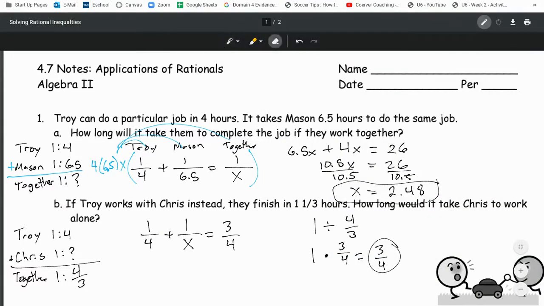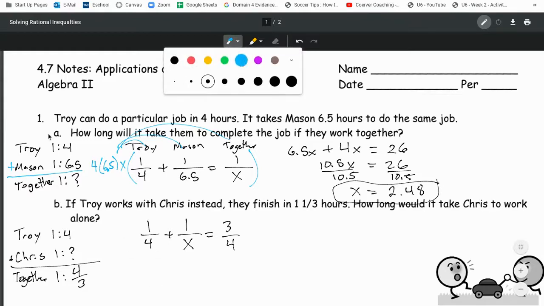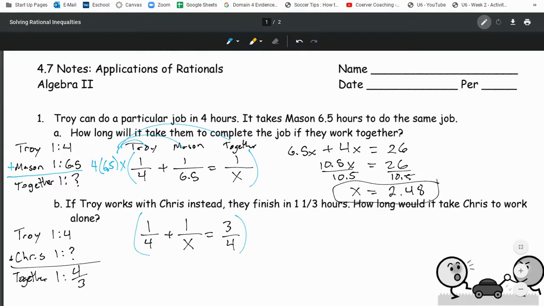So here is our new problem. So now I need to solve this problem. So I multiply again by the LCD, the least common denominator, also known as the least common multiple. In this case, it is 4x. So then I distribute 4x to every fraction. After I do that, what I have left is x plus 4 is equal to 3x.